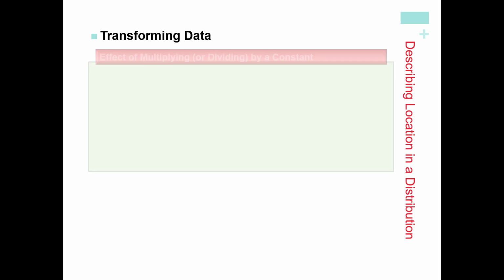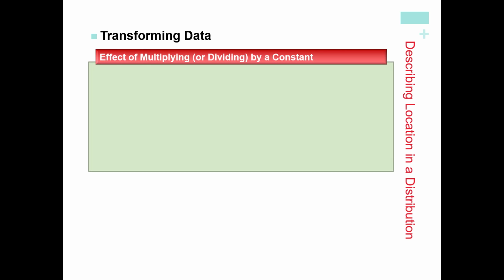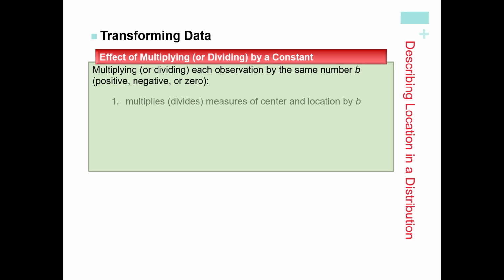Let's look at our next example. And this is going to be multiplying or dividing by a constant b. Again, this number could be positive, negative, or 0, with the exception that you can't divide by 0, so try not to divide by a b that is 0. What's going to happen is that it will multiply or divide the measures of center and location by b. So that's true just as it was last time. Those measures of center and location are going to change.